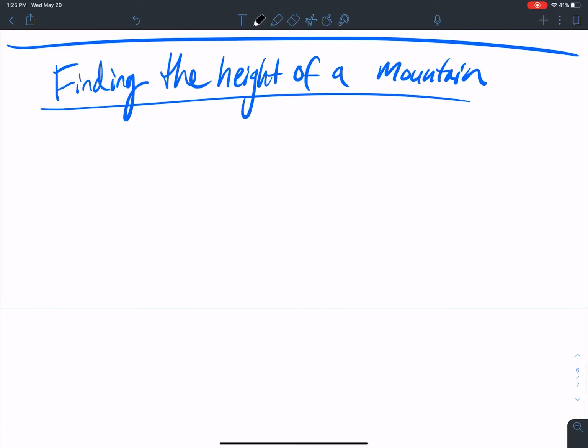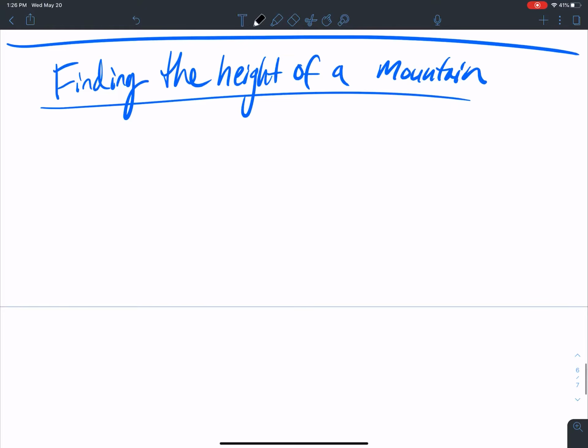So in this video, we're going to be finding the height of a mountain. So, application of the law of sines video. To measure the height of a mountain, a surveyor takes two sightings of the peak at a distance of 900 meters apart on a direct line to the mountain.